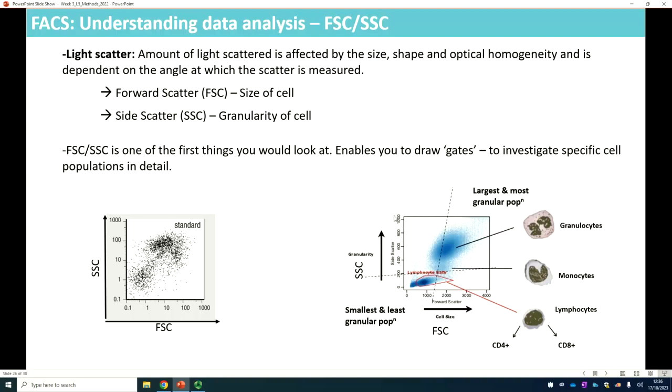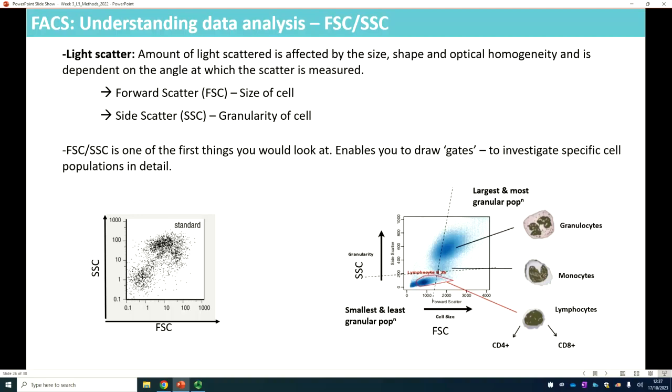So for instance, here we've run some leukocytes through the FACS machine, and you can see that you start to get these distinct populations based on their size, but also their granularity. So lymphocytes are down here because they're quite small and they're not very granular, whereas your granulocytes are up here because they're larger and they're more granular.